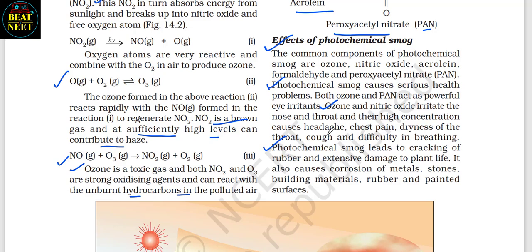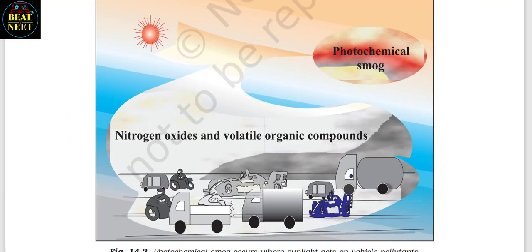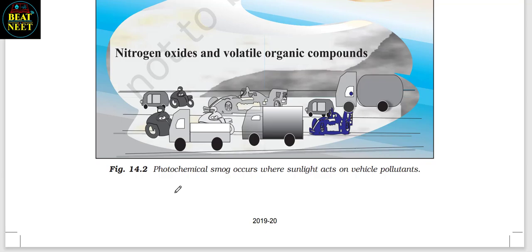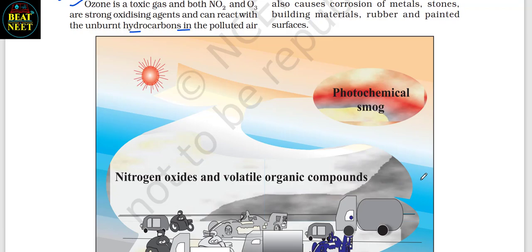Photochemical smog leads to cracking of rubber and extensive damage to plant life. It also causes corrosion of metals, stones, building materials, rubber and painted surfaces. See the diagram 14.2, that is photochemical smog occurs where sunlight acts on vehicle pollutants.